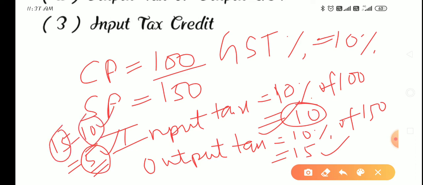Out of 15 rupees, 10 rupees you are taking your tax back, and 5 rupees is the remainder. What is the balance that you are paying as net GST to the government? So this is the meaning of input tax credit. Whatever input tax there is can be availed from the tax which you apply on sale. So from that tax you can avail your input tax. So that will be input tax credit.